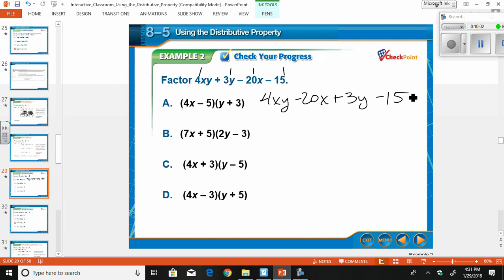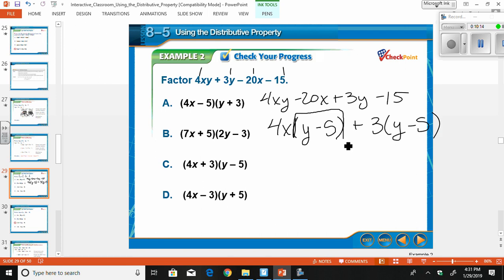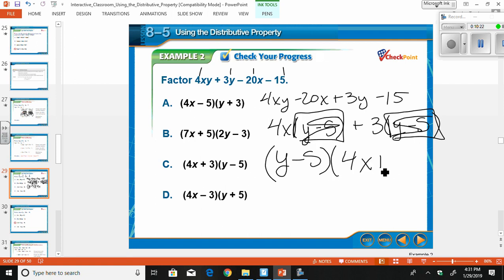If I take out a 4x in this one, I'm left with y minus 5. And then plus, if I take a 3 out here, I'm left with y minus 5. So that worked. Now I have something else in common: y minus 5. I can take that in front. And that leaves me with 4x plus 3. So y minus 5 and 4x plus 3 is C.